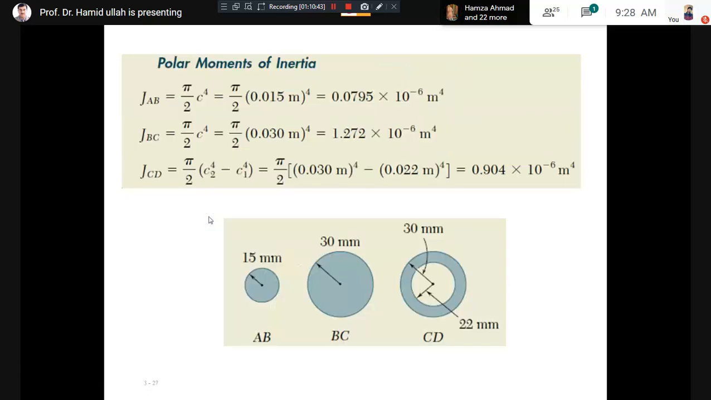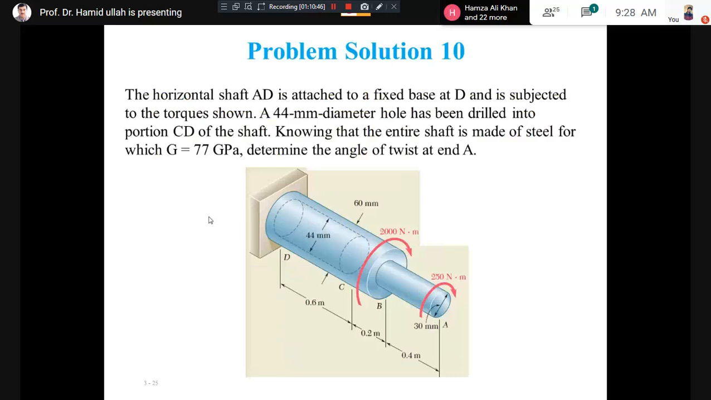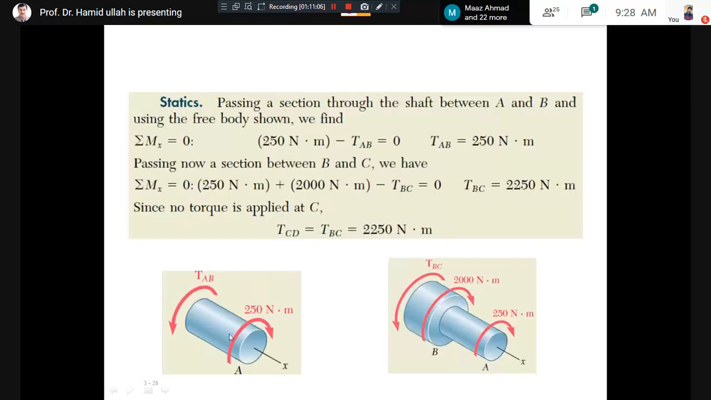How to calculate torque? You start, let's say, from here. You take a section between AB, and once you take a section, you consider one part, let's say the right side part. What is the applied torque? 250. And what will be the resistive torque on the cross section? For sure 250. So you can see this is the free body diagram: at point A the applied load is 250, and on the cross section this is the resistive torque. So the torque T for portion AB of the shaft will be 250 Newton meter, which you get from the equilibrium condition.